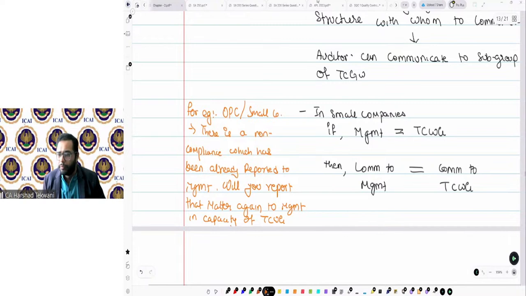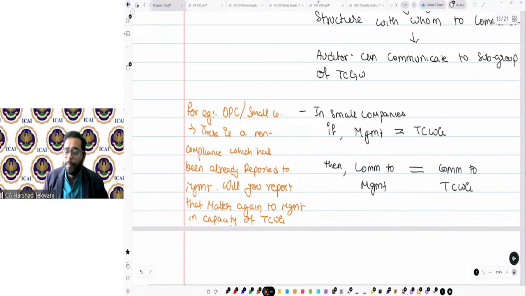No need to report again. Good Mancha. Good Saravanan. Charu. Actually, it is not required to be reported again. So when you have already reported the matter to management, no need to report again. So the answer to this will be no. No need to report again, because you have already reported the matter. There is no point in communicating again. But having said that, you should be satisfied that you have communicated the matter to all the responsible persons.